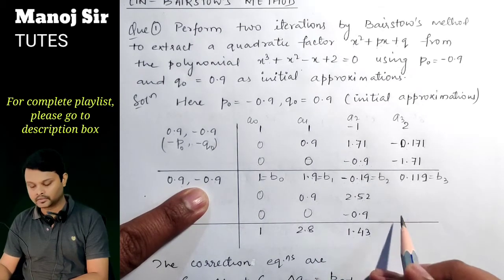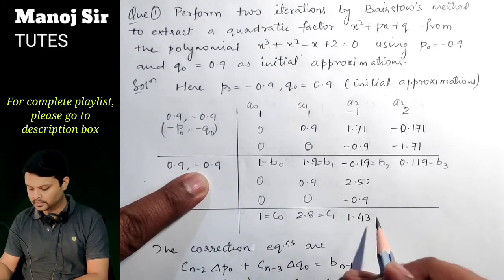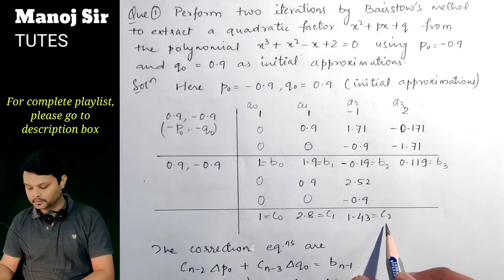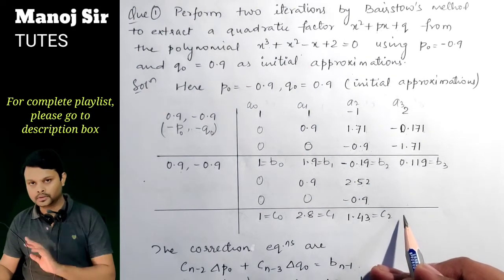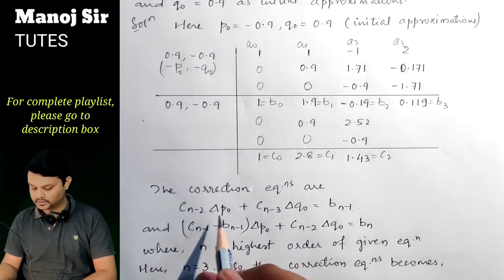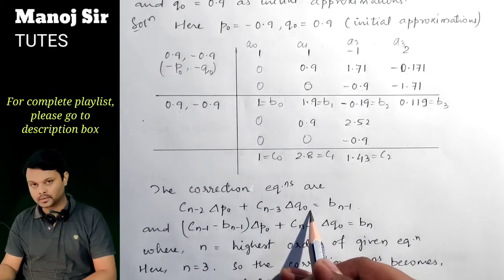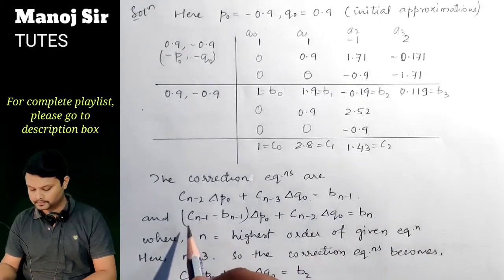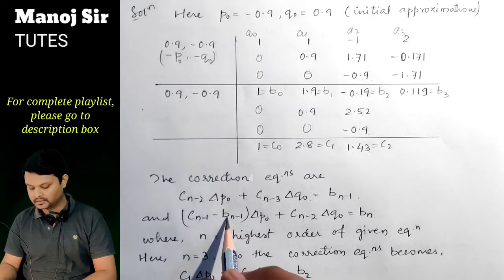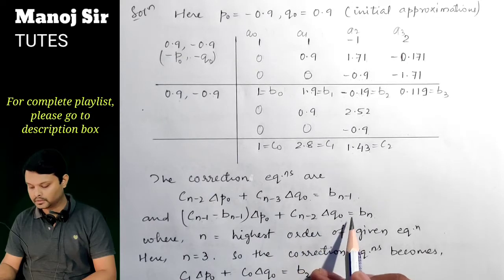No need to find the next value because this is the value of c naught, this is the value of c1, and this is the value of c2. For the correction formula we need values up to c2. No need to find the c3 value. And what are the correction equations? That is c(n minus 2) into delta p naught plus c(n minus 3) into delta q naught equals b(n minus 1). And the second correction equation is c(n minus 1) minus b(n minus 1) into delta p naught plus c(n minus 2) into delta q naught equals bn.